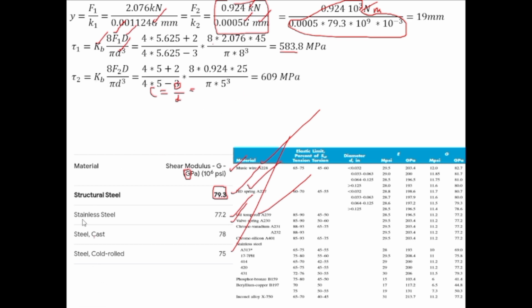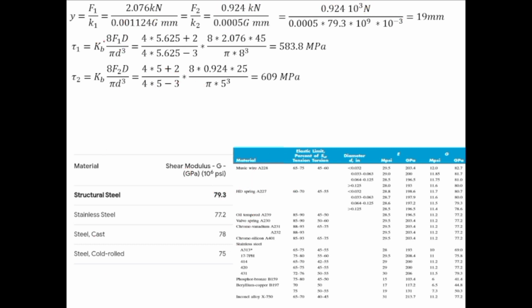Similarly, the stress in the second spring will be equal to kb into 8 F2 into mean coil diameter divided by pi into wire diameter cube, and kb is equal to 4c plus 2 divided by 4c minus 3, and c is equal to mean coil diameter divided by wire diameter. As you know that mean coil diameter is 25 and wire diameter is 5, so when you put these values it will give you c equal to 5. So I have put c equal to 5, and similarly F2 is 0.924, and this is mean coil diameter and this is wire diameter, so when you put these values it will give you 609 megapascal.